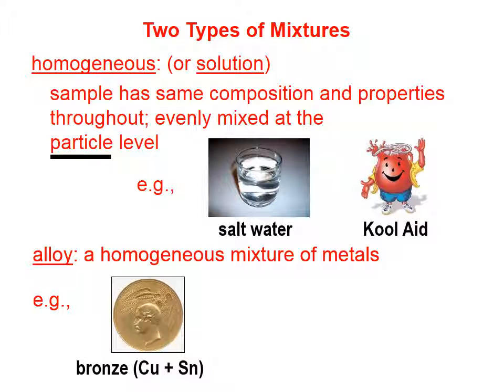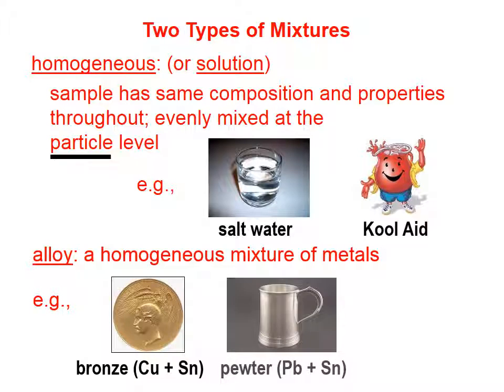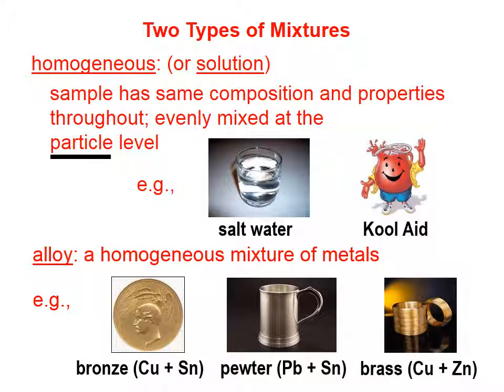A homogeneous mixture of metals is called an alloy, and here are several alloys. Bronze, which is a mixture of copper and tin, pewter, which is a mixture of lead and tin, and brass, which is a mixture of copper and zinc. Notice that we've put a plus sign in between these element symbols to show that these atoms, while they are mixed together and standing next to each other, are not chemically bonded. That is the big difference between a mixture and a compound. In a mixture, the components are not bonded to each other.